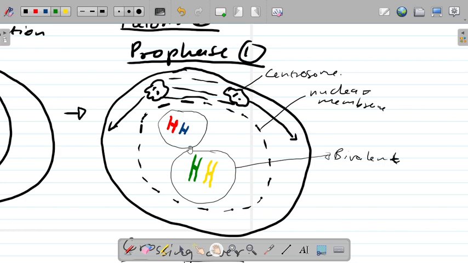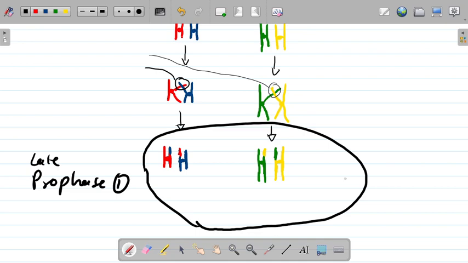This is still prophase I. In that cell during prophase I, we are going to end up with this. This is what we call late prophase I, so still prophase I. Now we have this. Now, what else are we going to have? We're going to have those centrosomes at different poles of the cell, forming spindle fibers.